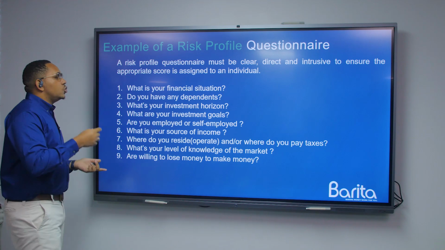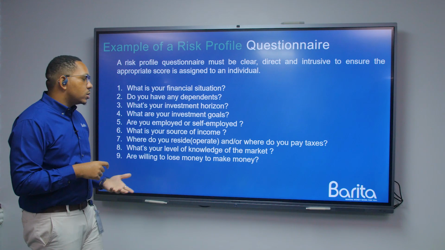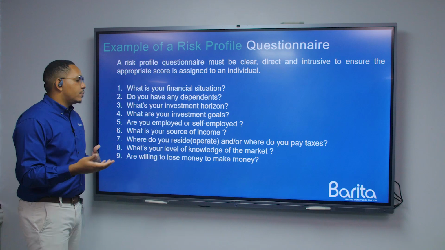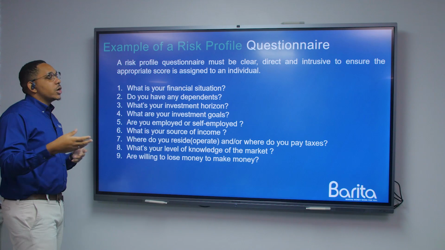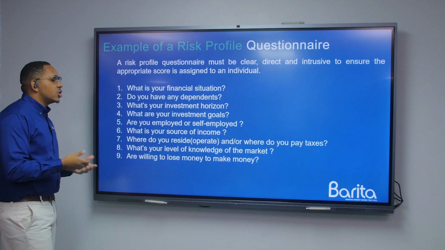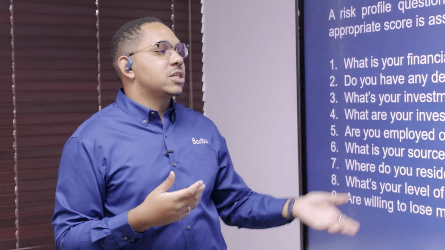Do you have any dependents? What is your investment horizon? What are your investment goals? Are you saving for a home? Are you looking to buy a car? Are you employed or self-employed? What is your source of income? Where do you reside or operate? And where do you pay taxes? These are very important questions. What is your level of knowledge about the market? Are you willing to lose money to make money? These are questions that you have to ask persons. And again, this is not exhaustive. These are just a small sample.